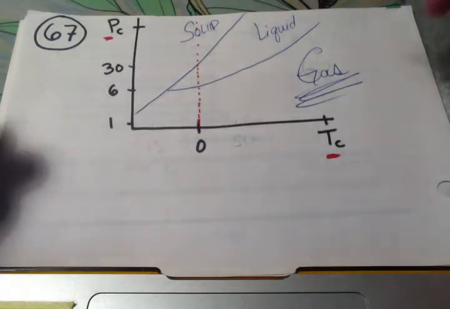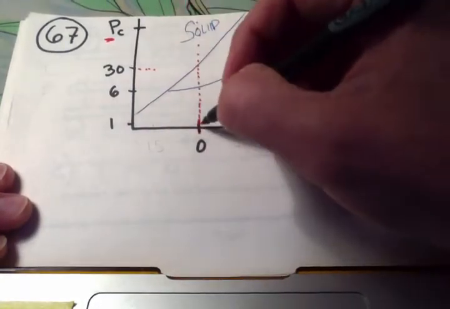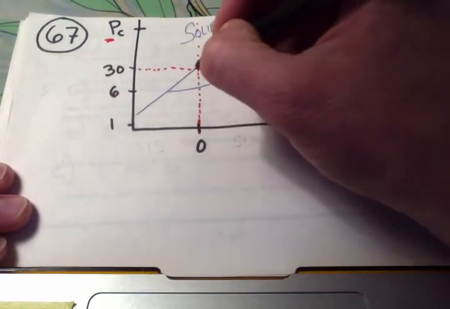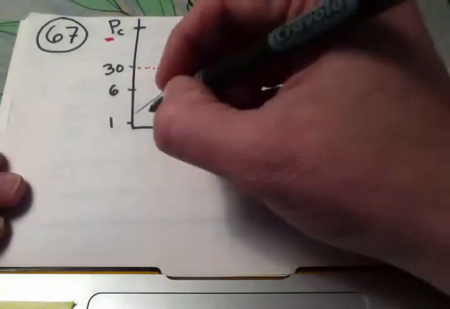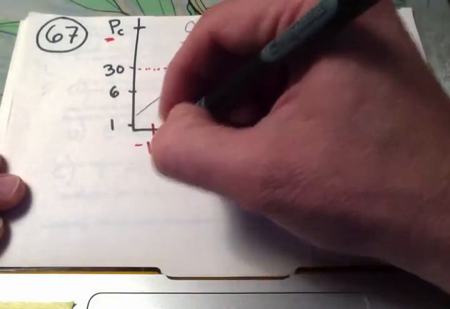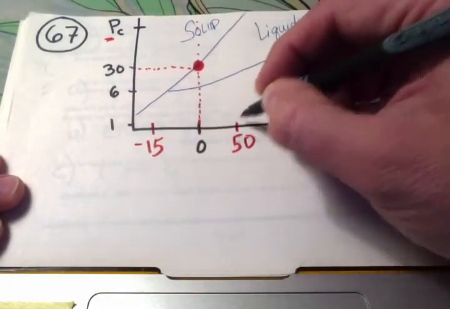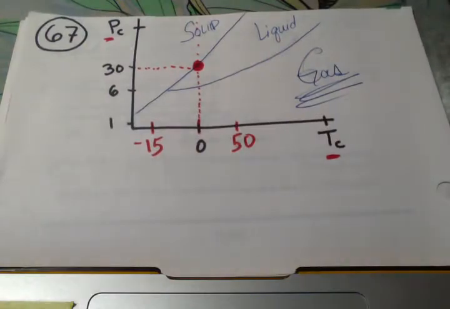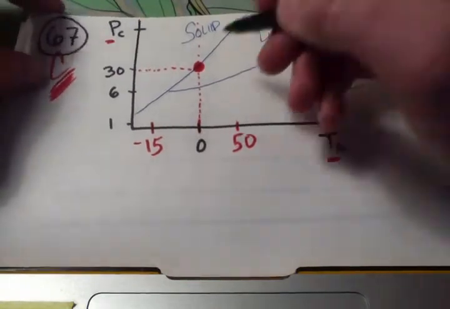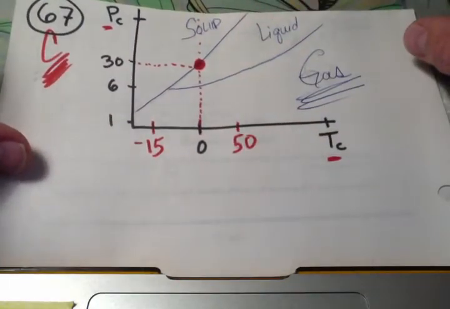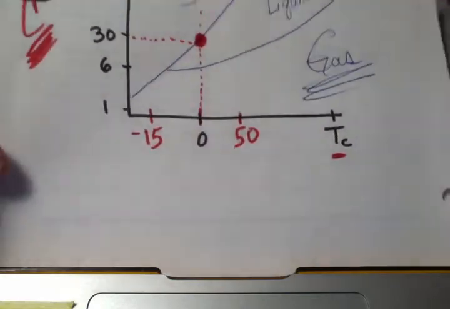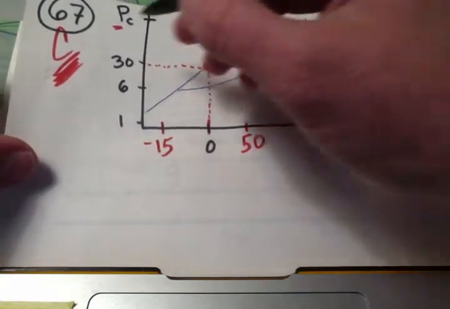So be careful. And they also put you at 30. So I kind of go 0 and 30. Those intersect right there. Remember, how did I find that 0? Well, between negative and positive. So when they put you at that spot, you're at the solid and liquid line.